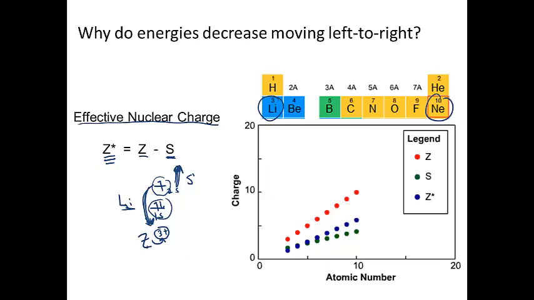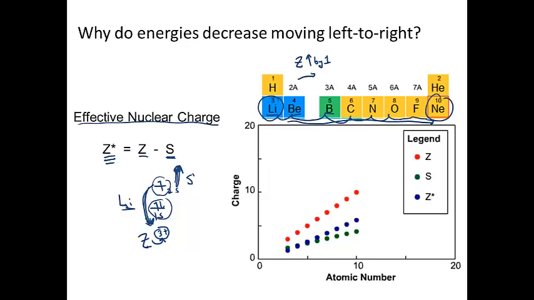And what happens as you go across the periodic table, as you go from lithium to beryllium to boron to carbon to nitrogen, oxygen, fluorine, and neon, each step along the way, Z goes up by 1 because you're adding one more proton into the nucleus. So lithium has a Z of 3, beryllium has a Z of 4, boron has a Z of 5.